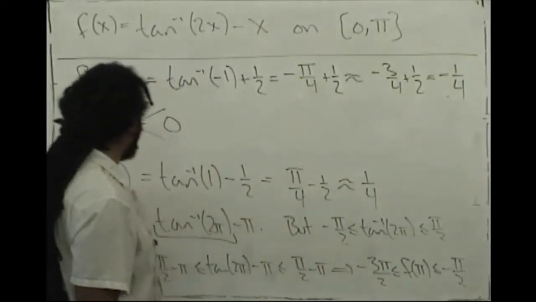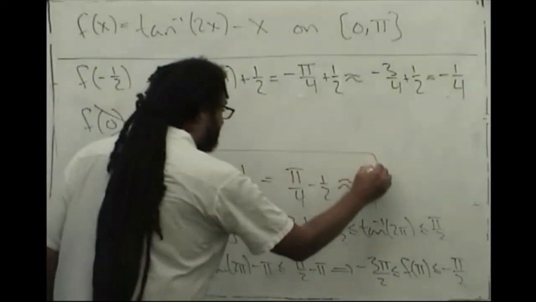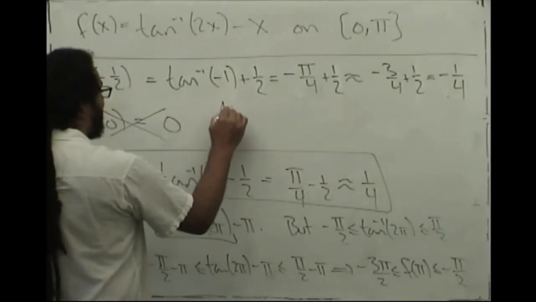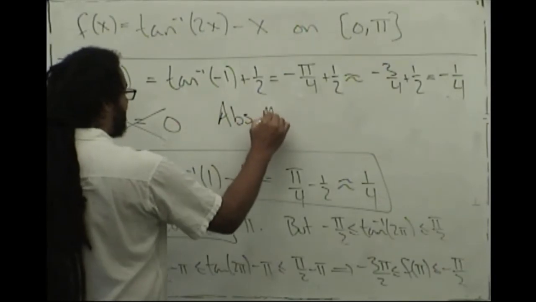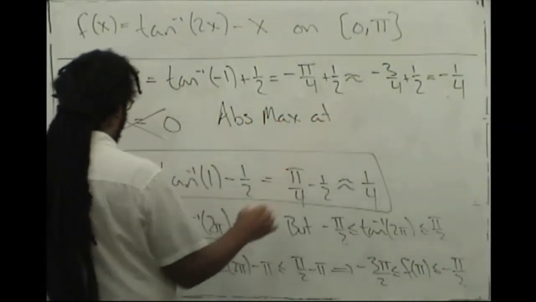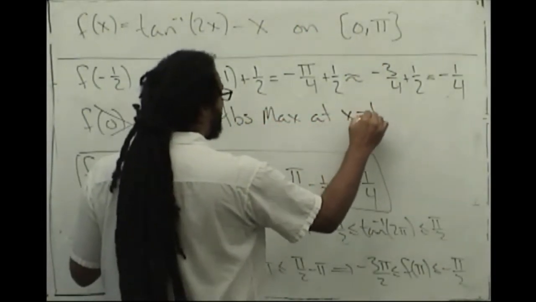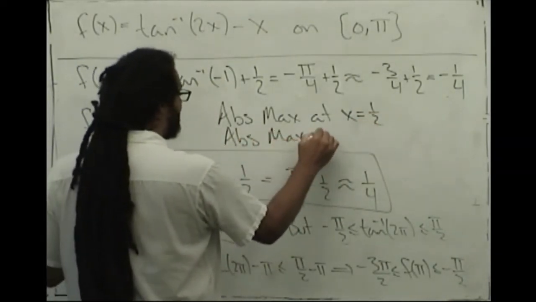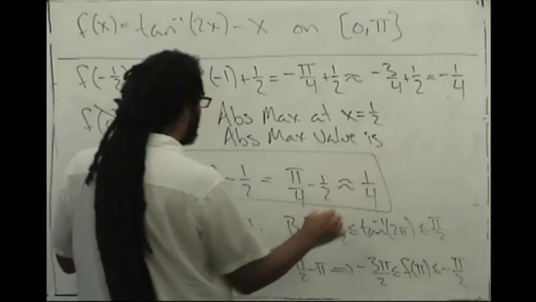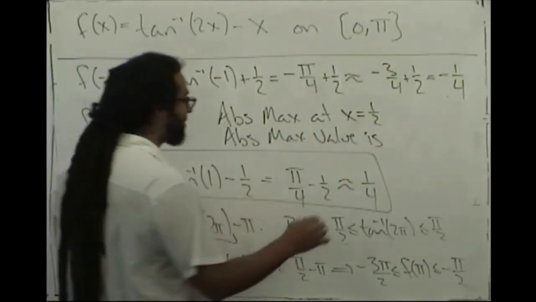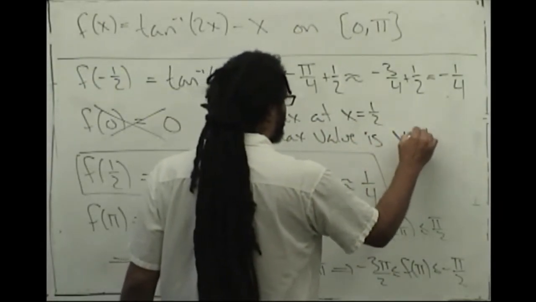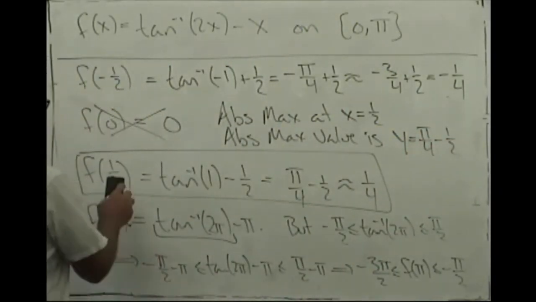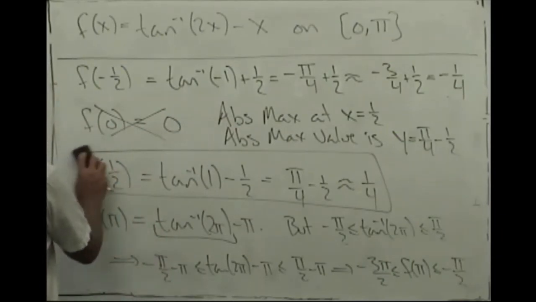So here we've got our absolute maximum, right? So I'll write it here. The absolute max is at x equals 1/2, and the absolute maximum value is y equals pi over 4 minus 1/2. Right, so there's a good final answer for absolute maximum.